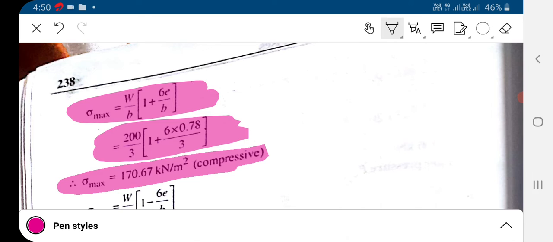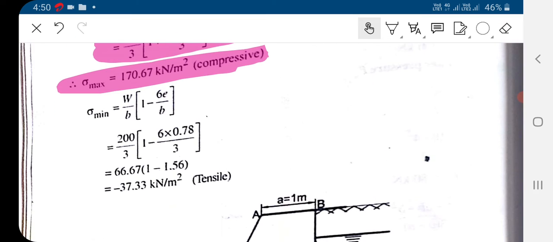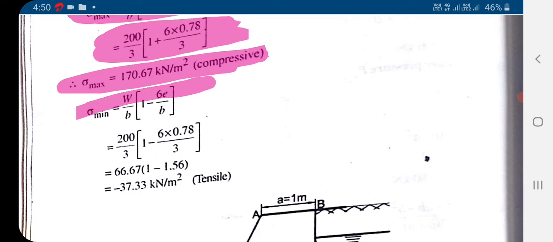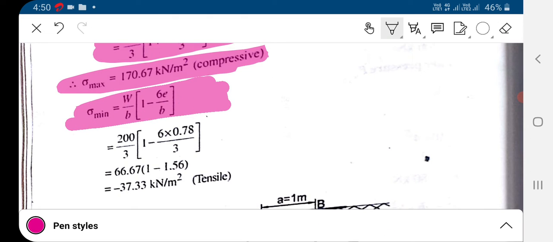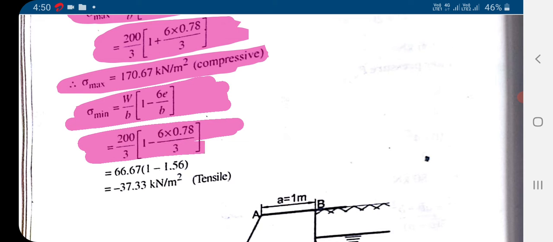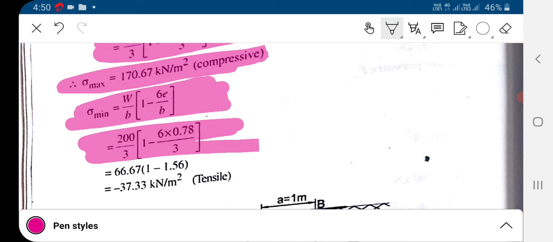Next we have to compute sigma minimum. Sigma minimum will be equal to W by B into 1 minus 6E by B. W we know is 200, B we know is 3, 1 minus 6 into E, that is 0.78, by B, that is 3 meter. By putting this, we will get the tensile stress as negative.